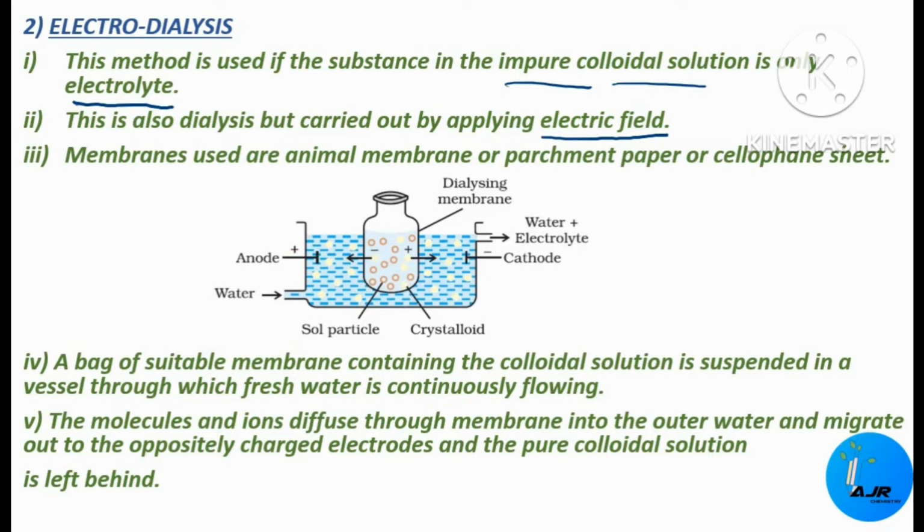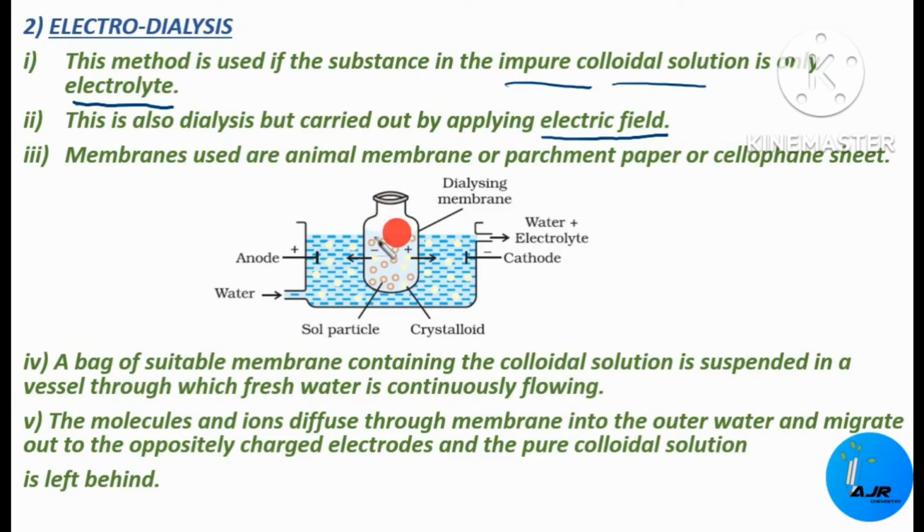Here we can see the ions collected, and obviously the ions will be flushed out with the water. Now what will be left inside this dialysing membrane? Only the colloidal particles, that is, a pure colloidal solution. So let us read here: a bag of suitable membrane containing the colloidal solution is suspended in a vessel through which fresh water is continuously flowing.